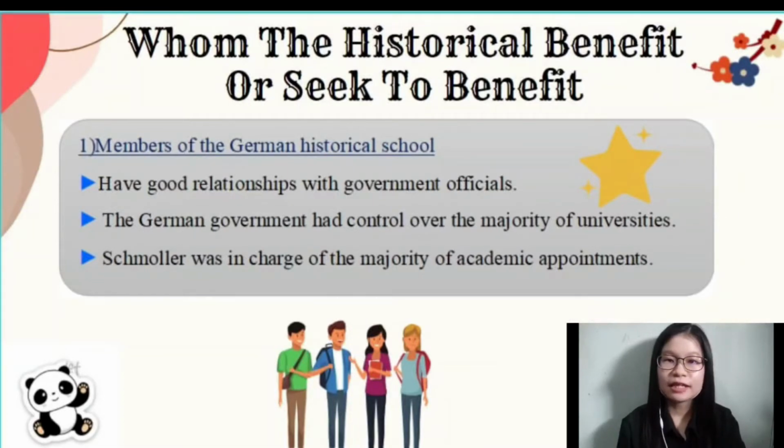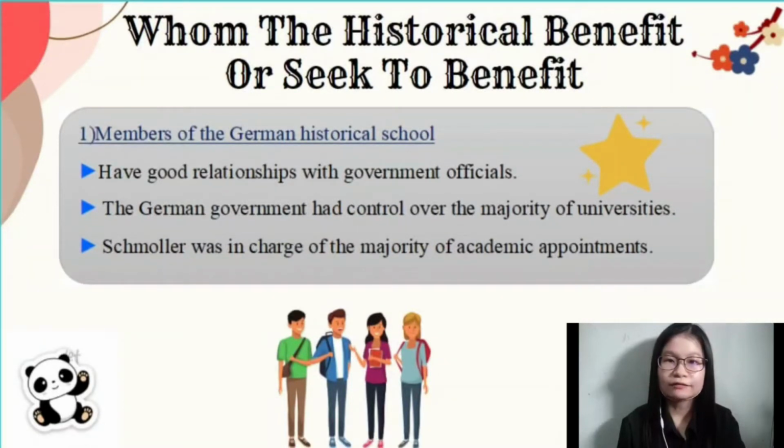Besides, his students and followers were appointed to academic positions, while German members of the Austrian Methodist School were banned from holding positions at universities. The historical school was also beneficial to the German imperial government by upholding the government's role in a nationalistic state.